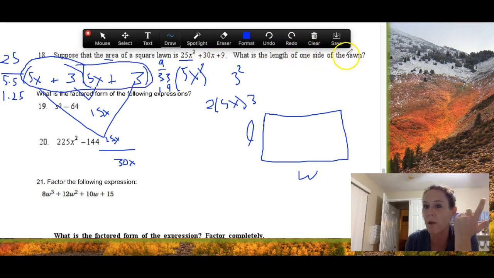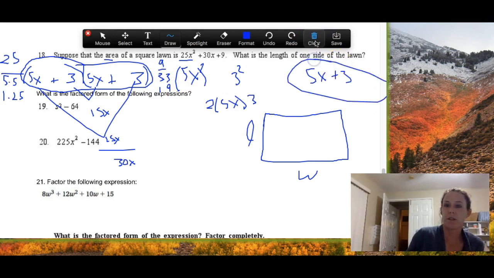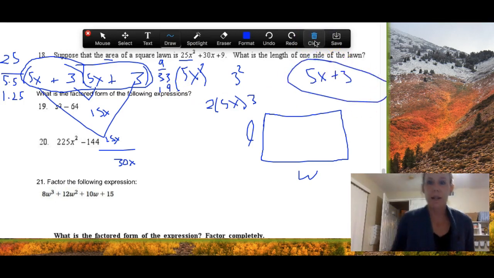What is the length of one side of the lawn? Well, since it's a square, they're the same length. It's 5x plus 3. All right, and there's your answer. Let's go on to number 19.